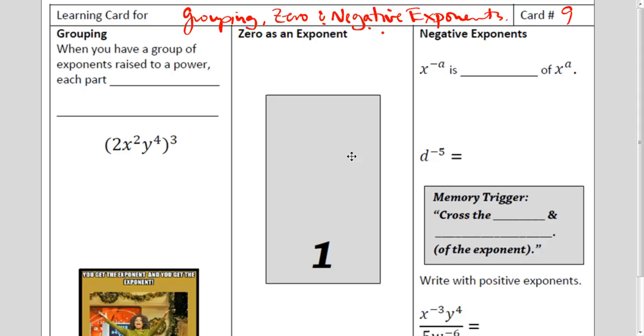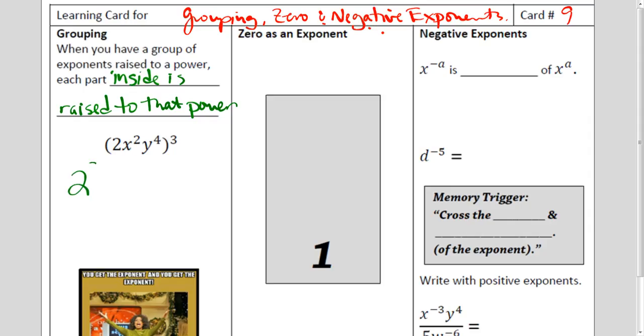So anyway, when you have a group of exponents raised to a power, each part inside is raised to that power. And this is one where definitely writing out the work is going to be more beneficial than trying to be a hero and do it all at one time. So I would write this out.